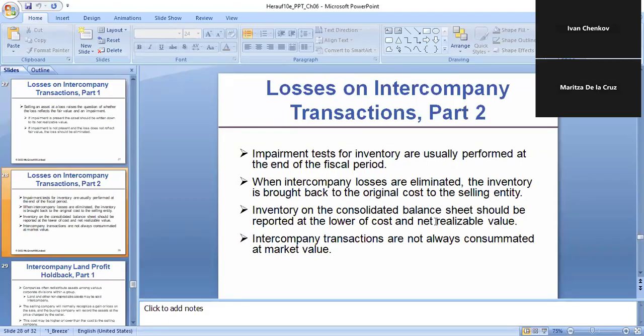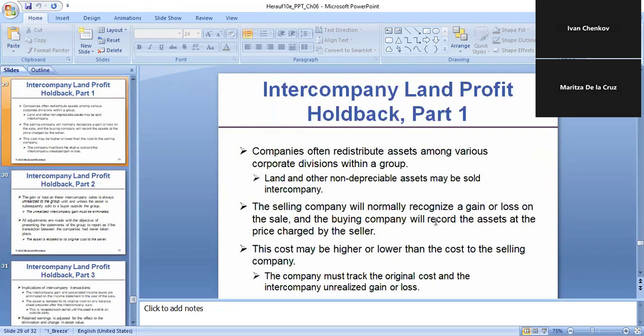So with the intercompany transaction, the impairment tests of the inventory are usually performed. And when the intercompany losses are eliminated, the inventory is brought back to the original cost, if that has happened. And the inventory on the consolidated statements should be reported at the lower of cost or net realizable value, whichever is applicable. And the other thing that we have to understand is that those intercompany transactions do not always happen at market value. What are we going to do if we're selling land?